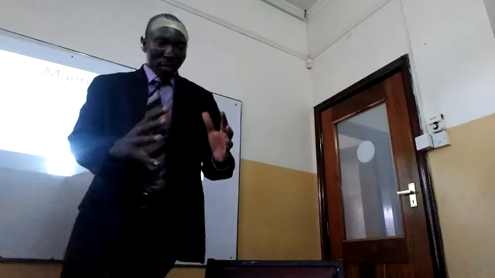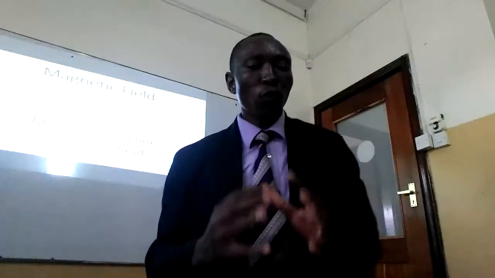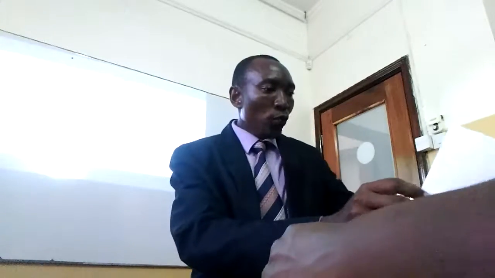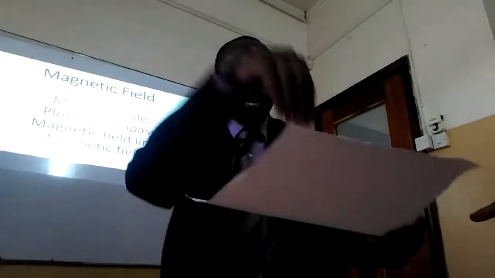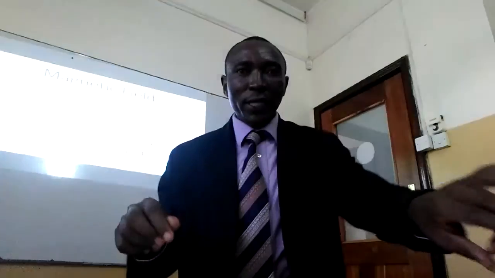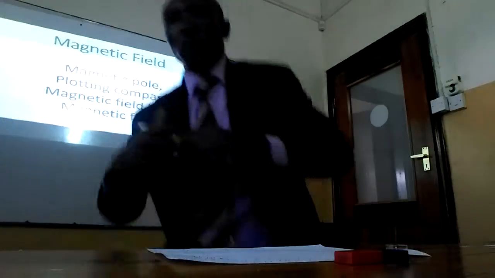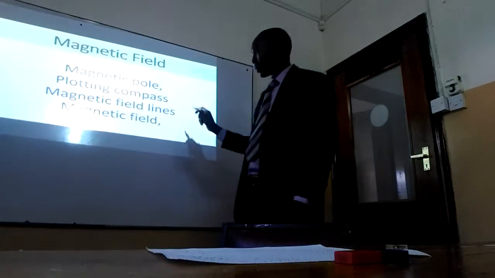sir. Let's look at how to determine the direction of the magnetic field pattern using a plotting compass. We should always be very, very careful, because when the filings get into contact with the magnet, it's a big problem to get them out. We don't want them to get into contact directly with the magnet, okay? Yeah. So, in getting a magnetic field pattern using a plotting compass, I hope that is visible.